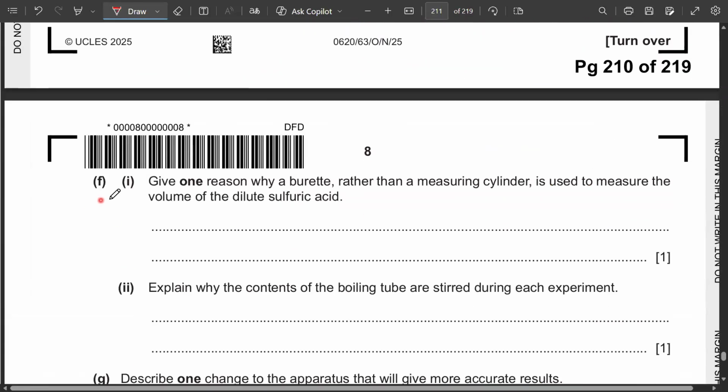The next is F part 1. Give one reason why burette rather than measuring cylinder is used to measure the volume of sulfuric acid. We already know that. We have been doing these questions again and again. To increase accuracy.